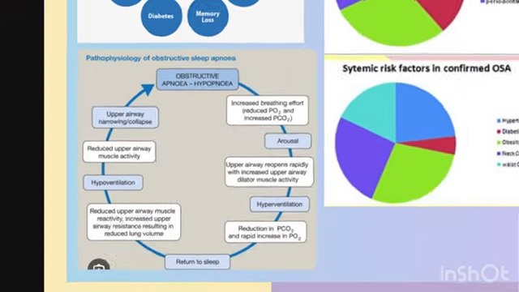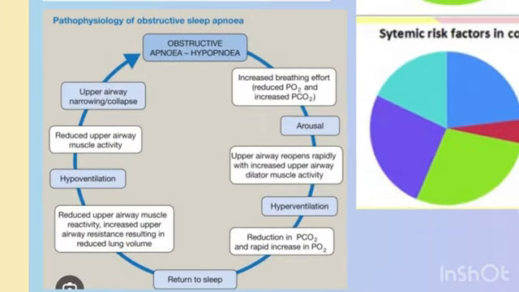Let's see the pathophysiology of obstructive sleep apnea. Increased breathing effort. As the oxygen level decreases and carbon dioxide level increases, the body's response is to increase the breathing effort, attempting to force the airway open. The brain triggers the arousal or brief awakening to restore the muscle tone in the airway, which temporarily reopens it. During arousal, there is a rapid increase in the upper airway dilator muscle activity, allowing the airway to open again, which leads to hyperventilation state.